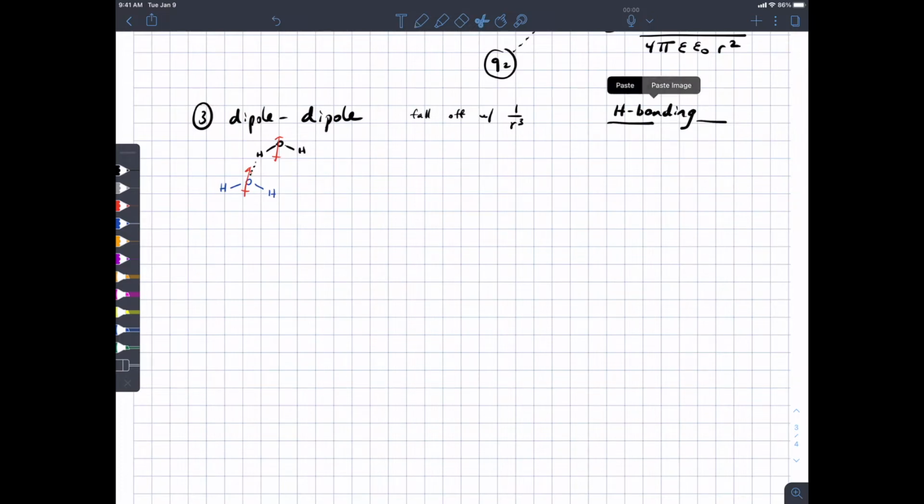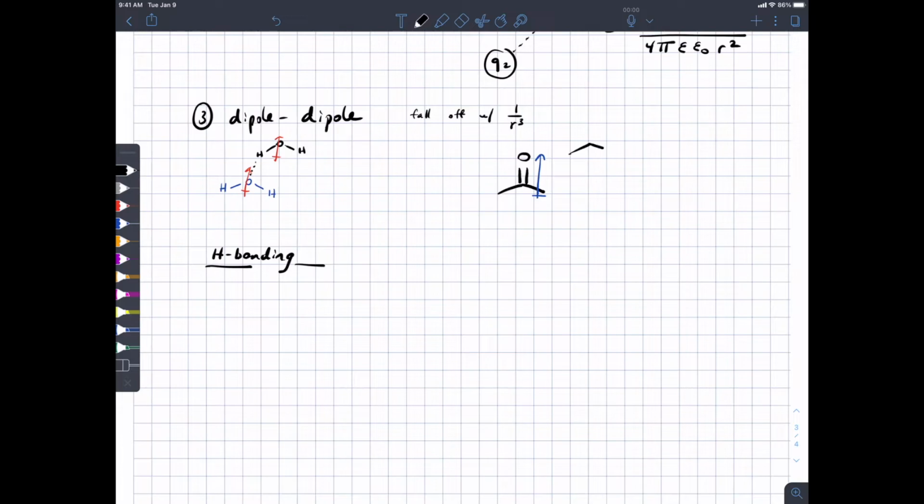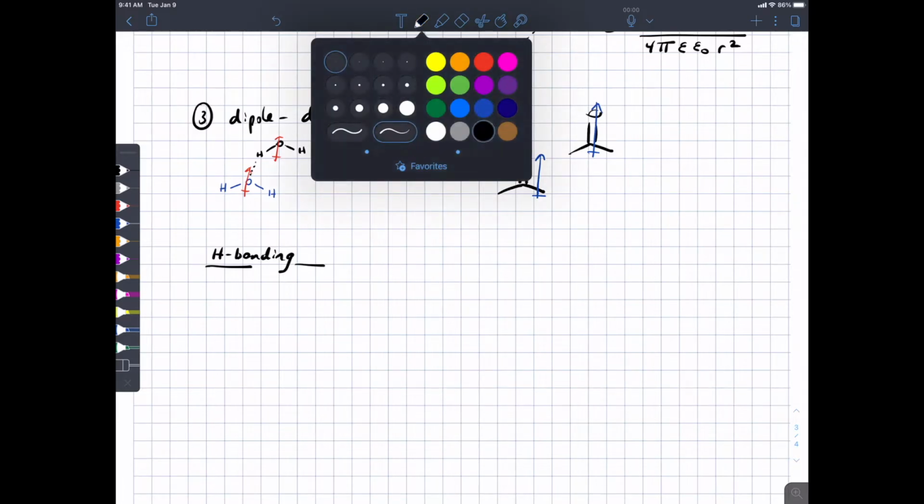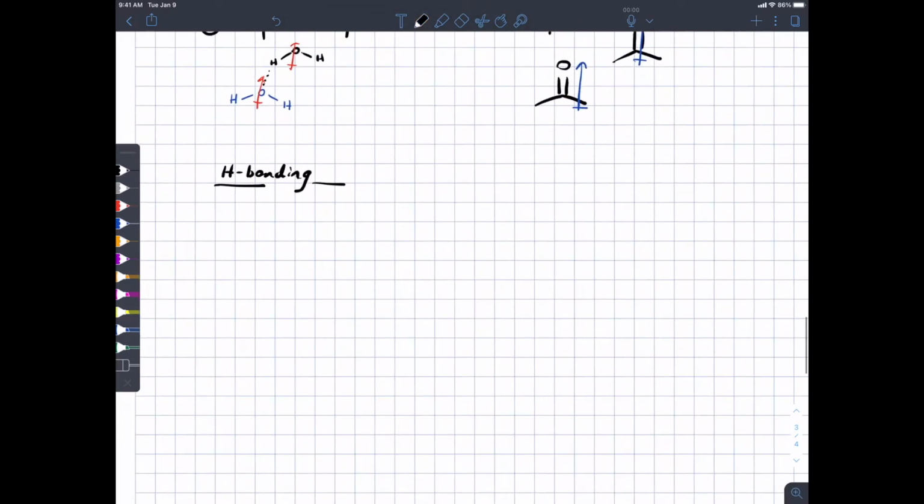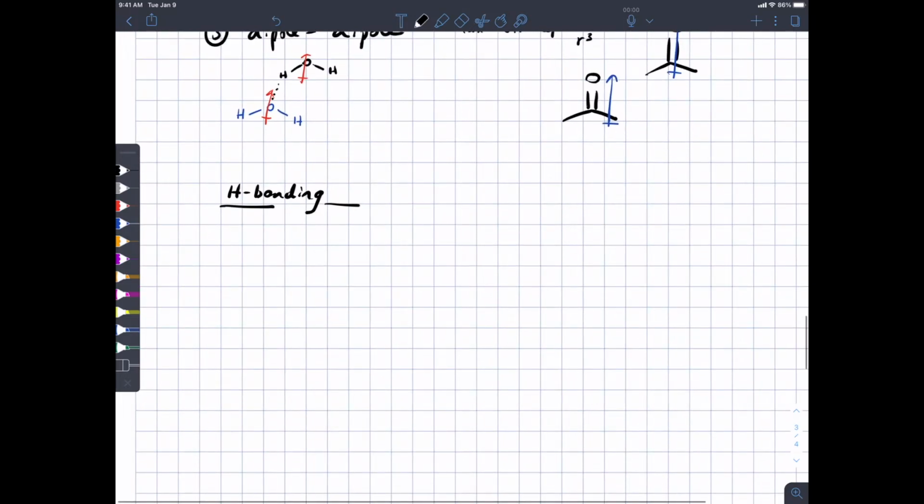And yes, go ahead. Can we give another instance where we have a dipole without hydrogen bonding? Sure. So acetone has a dipole. And so you could imagine individual acetone molecules orienting themselves like this. It's probably not very strong, probably short-lived, but yeah. Okay, so hydrogen bonding is a class of dipole-dipole interactions or ion-dipole interactions.